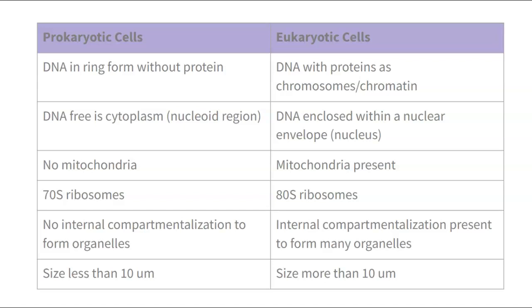So pro versus eu, in prokaryotic cells, the DNA is in ring form without protein, but in eukaryotic cells, it has proteins. In prokaryotic cells, DNA is free, but in eukaryotic cells, it's enclosed within the nucleus. Prokaryotic cells have no mitochondria and 70S ribosomes, and they do not have organelles. There's no internal compartmentalization to form organelles. In eukaryotic cells, they do have mitochondria, they have 80S ribosomes, and they have many organelles within. And then, of course, prokaryotic cells are smaller than eukaryotic cells.